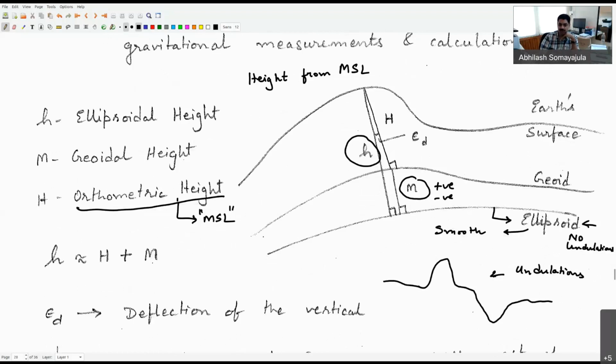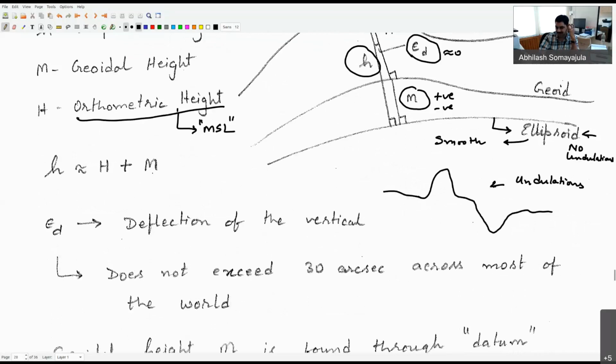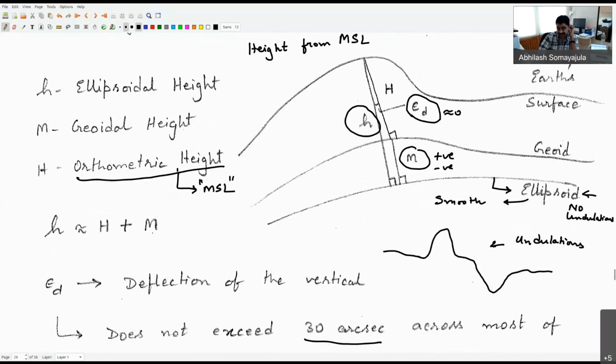Okay, and there is a small angle between these two, depending on where the normal vector is pointed, and that is usually taken as the deflection of the vertical. But usually these can be assumed to be approximately zero for most of the things happening on the Earth's surface. Because if you actually look at that angle change in normal between the geoid and the actual surface, it's less than 30 arc seconds across most of the Earth, so it can be neglected. Okay, is this making sense?